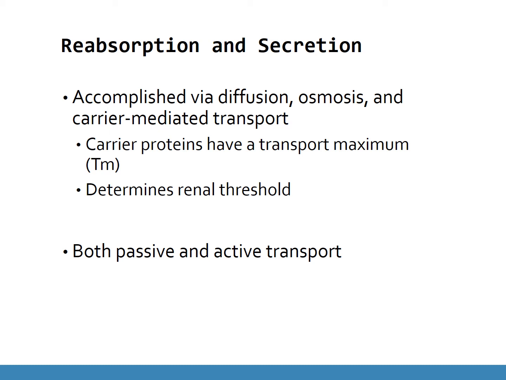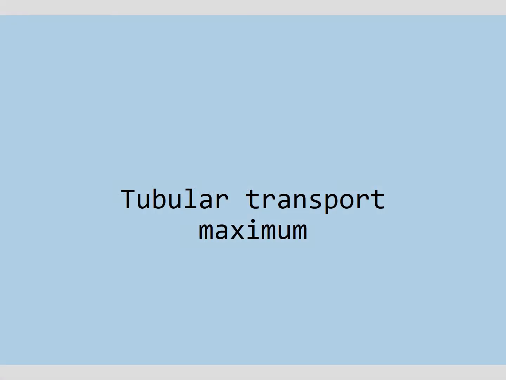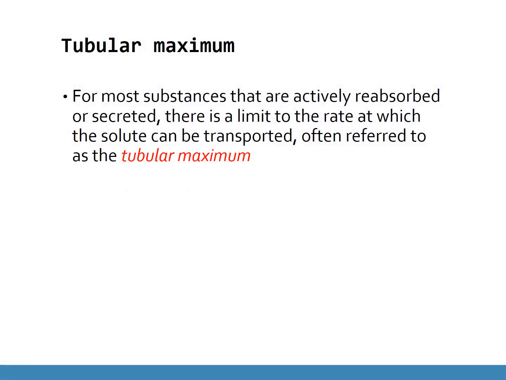Now we're going to look at carrier-mediated transport a bit more in detail, because for this type of transport, carrier proteins are required, and these carrier proteins have a tubular or transport maximum which determines the renal threshold. So in the next few slides, I will try to explain the concept of renal threshold and the transport maximum. For this, we will take the example of glucose. Now, why does this tubular maximum occur?